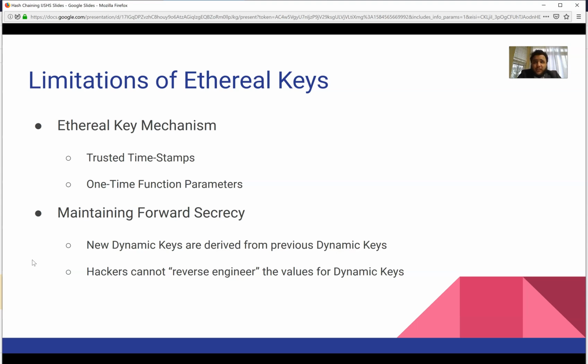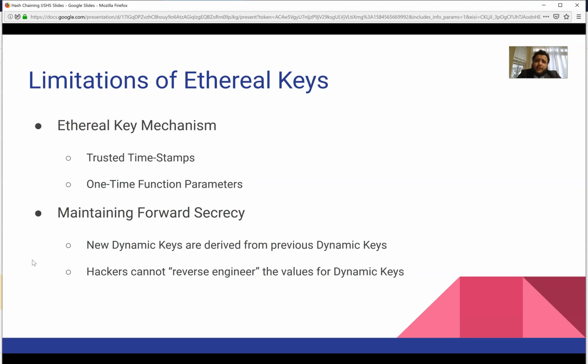Two such mechanisms currently under evaluation are trusted timestamps, which is a token that links a specific cryptographic key to a given interval of time, and one-time function parameters, which creates intermediate sessions under secure communication to share a series of secret parameters to create secure keys. However, these two methods come with their own weaknesses.